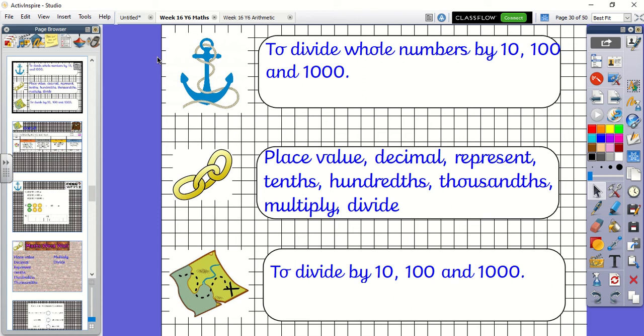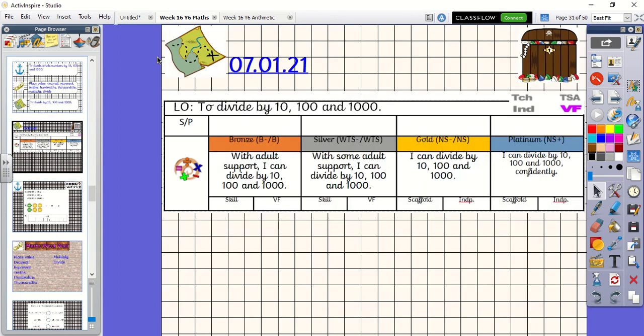And in maths today, we are going to be dividing by 10, 100, and 1,000. So yesterday you multiplied by 10, 100, and 1,000. So you should be able to use the skills that you used yesterday to help you with today's lesson. So there is your success criteria. As I've said, we are dividing by 10, 100, and 1,000.